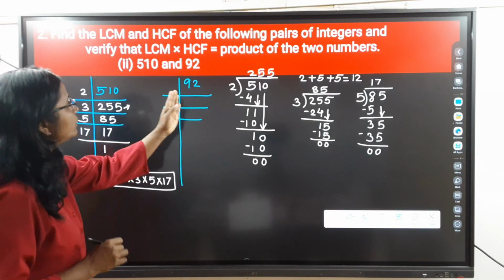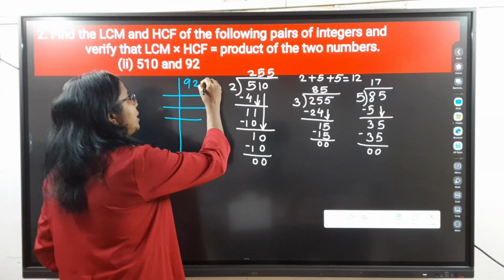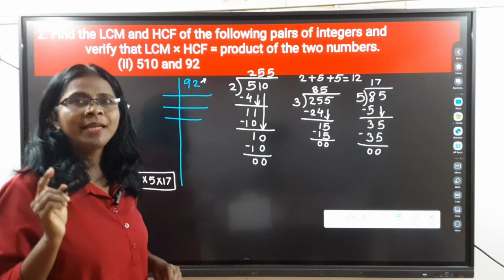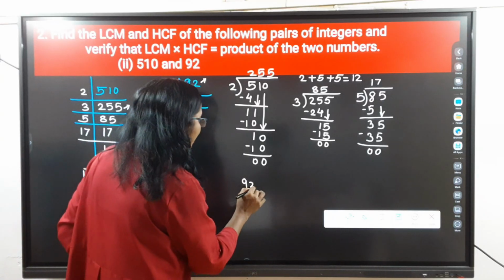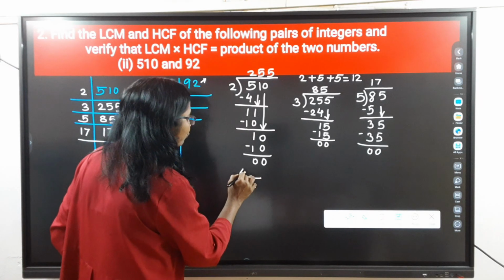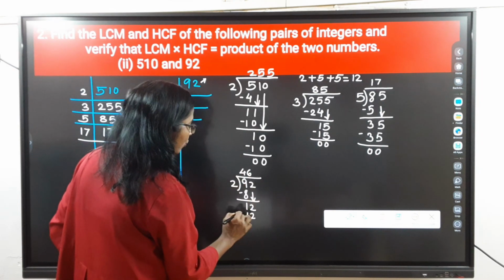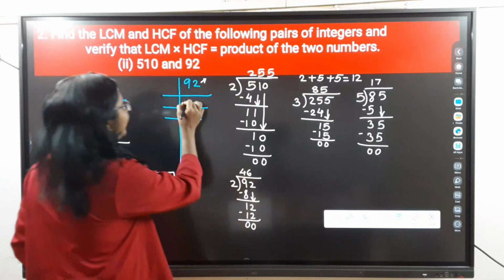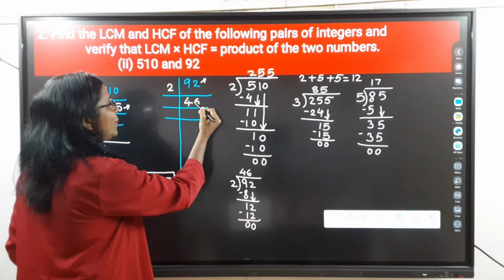Now the turn of 92. So factorize 92. At the unit place there is a 2, so this number is divisible by 2. So here I write 92 divided by 2. 2 4s are 8, then 12. So 2 6s are 12. That means here we get 46. So I write here 46 and here 2. Now here at the unit place there is a 6.